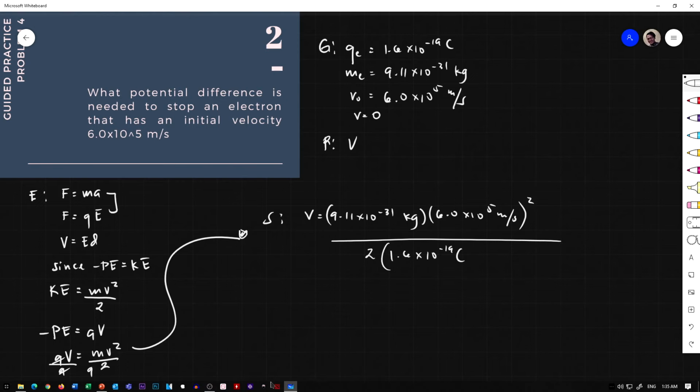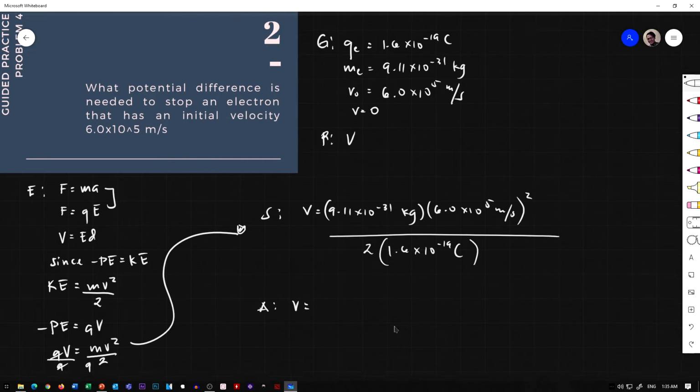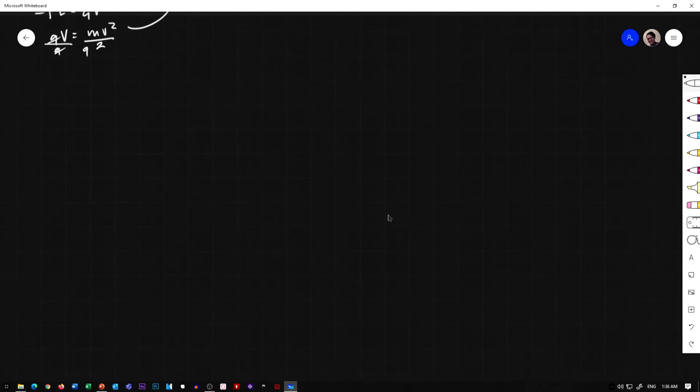So as you have seen earlier, the unit Newton meter per coulomb is synonymous to voltage. Okay, so there's your answer. So you can just solve for that one. So you're going to have the value for the voltage. Alright. Okay, let's proceed on guided practice problem number 3.